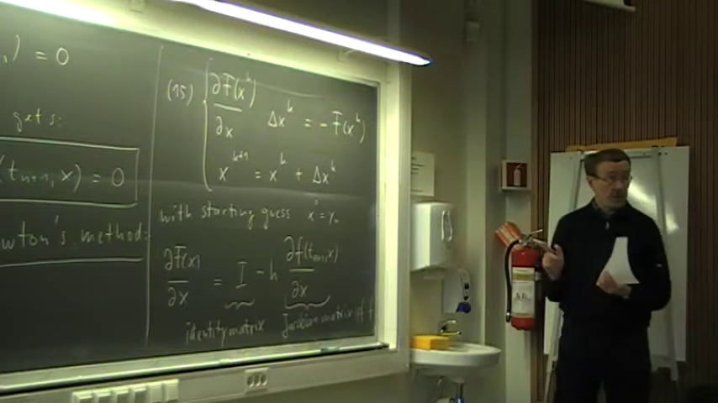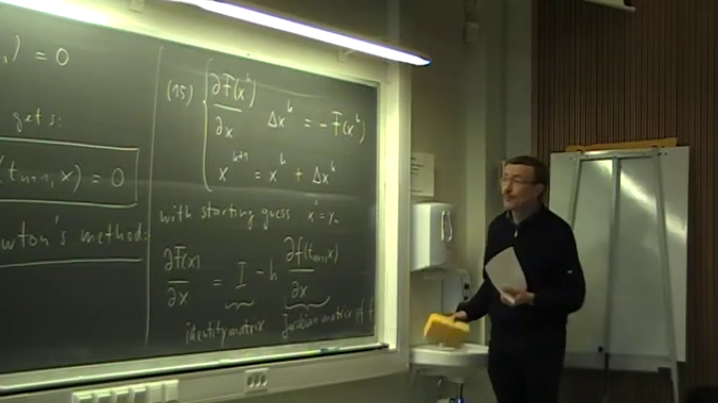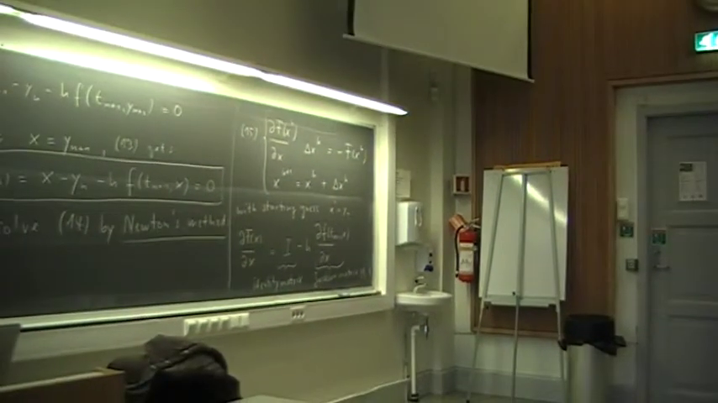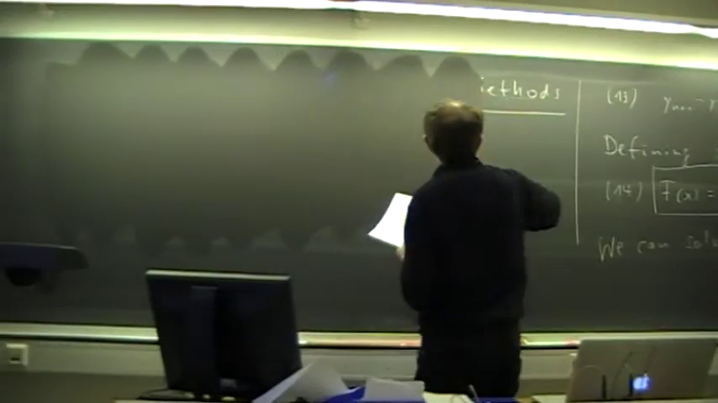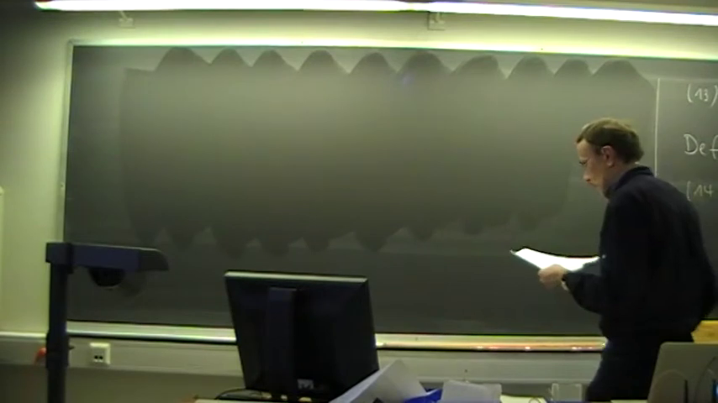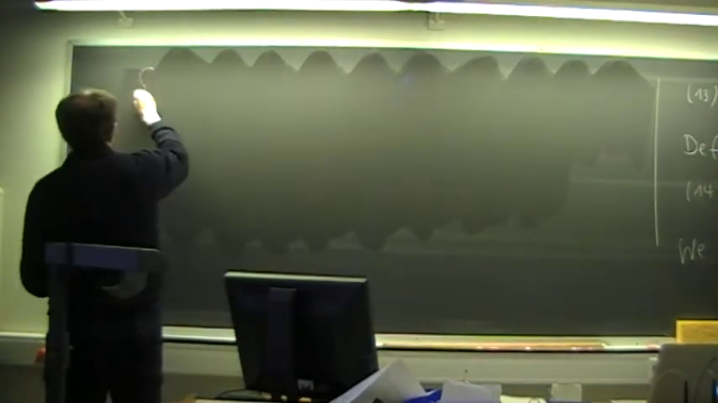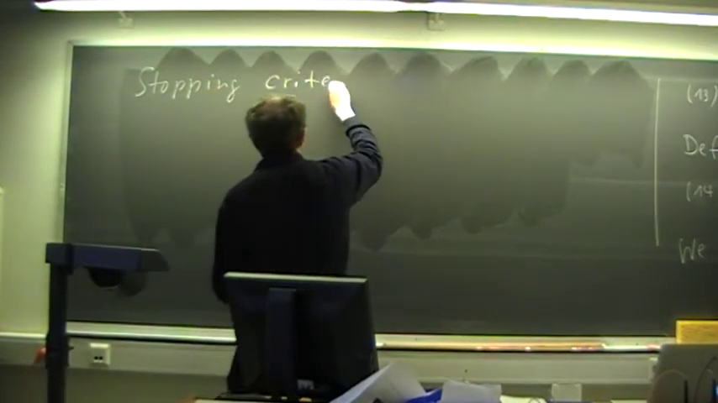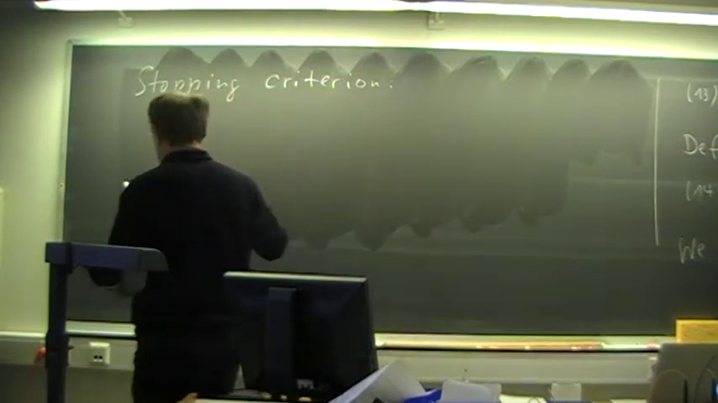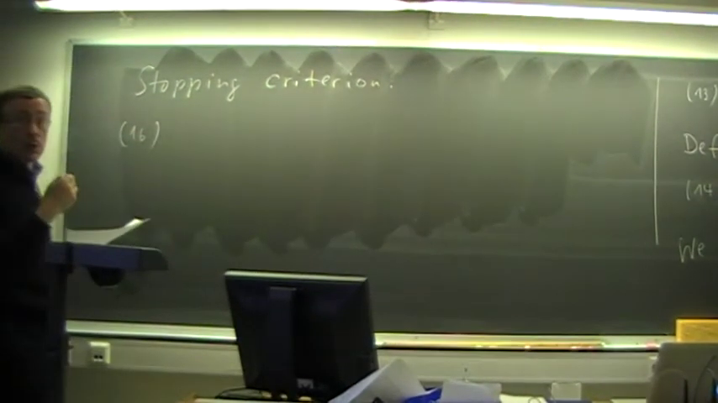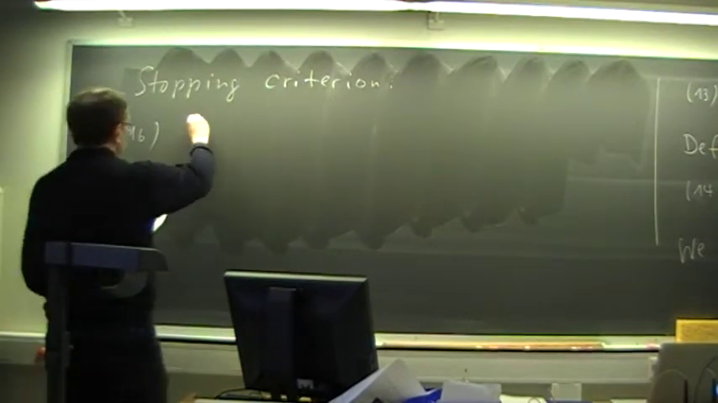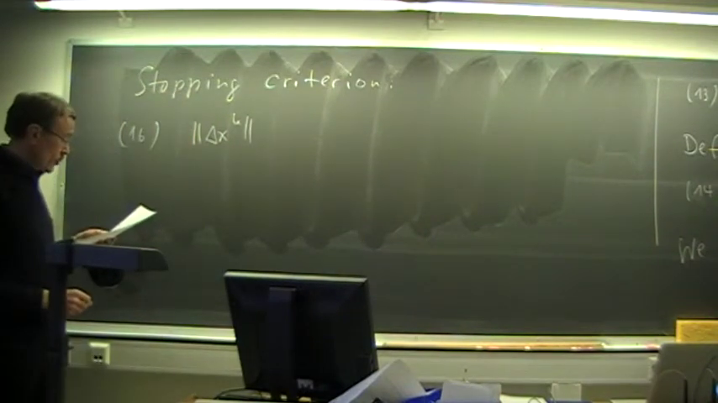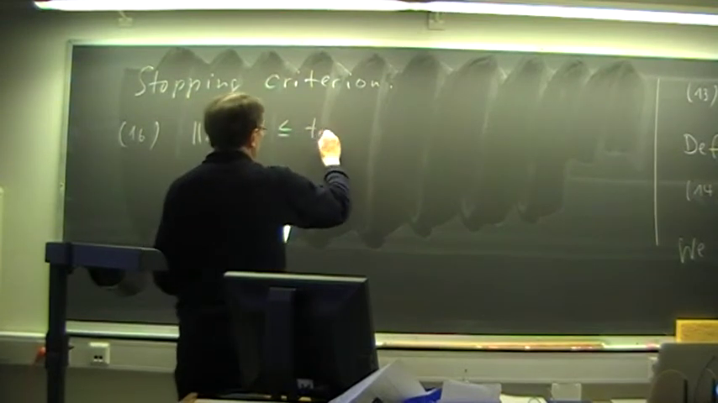And then we need also to stop the iterations at some point. We need a stopping point. And the one that is usually used is to check the change from one iteration to the next. That is the change delta xk, the change in the iterative solution. And that has to be smaller or equal to some tolerance.